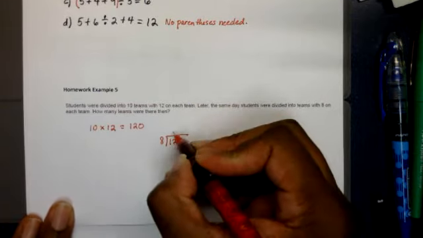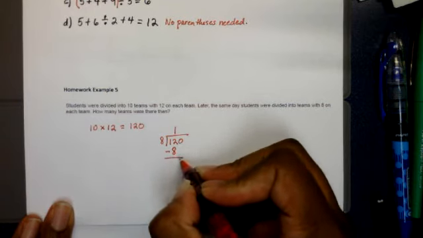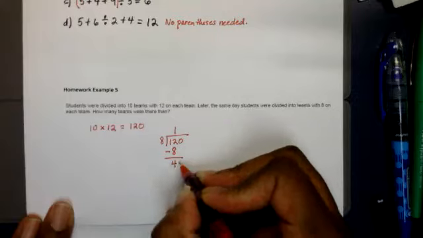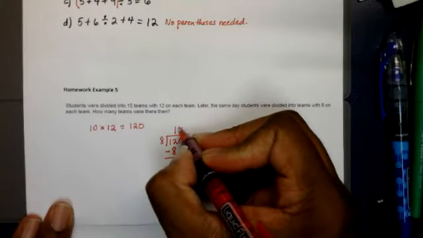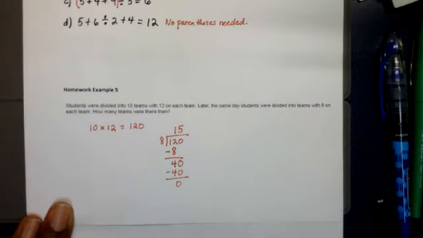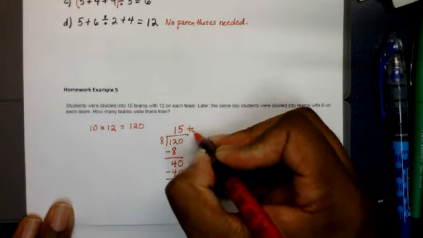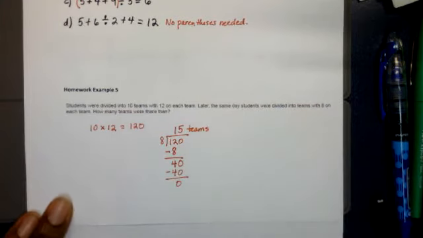Well, 8 goes into 12 one time. 1 times 8 would be 8. Then subtract 8 from 12, that will be 4. Bring the 0 down. 8 goes into 40 5 times. 8 times 5 will be 40 with 0 remainder. So now there were 15 teams, with the students divided into teams of 8.